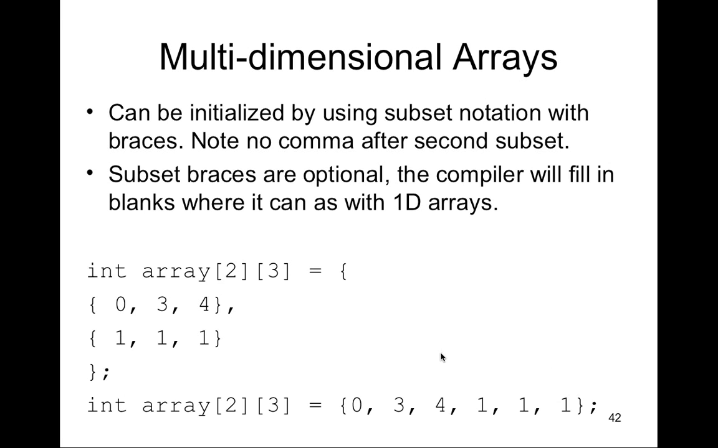Objective-C also supports multi-dimensional arrays, which can be initialized by using a subset notation with brackets. Note there is no comma after the second subset, so we don't have a comma here at the end. The subset brackets or braces are optional, and the compiler will fill in the blanks where it can, as it does with a one-dimensional array. So if you only put one of them in, the rest of them will be zeros.